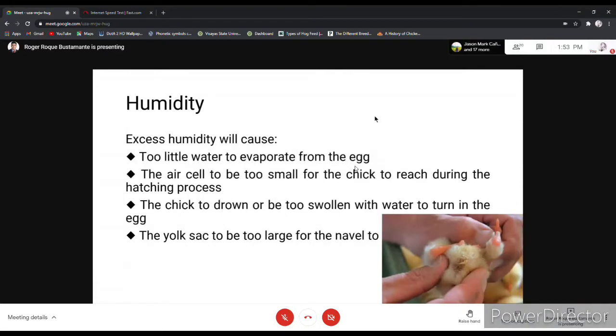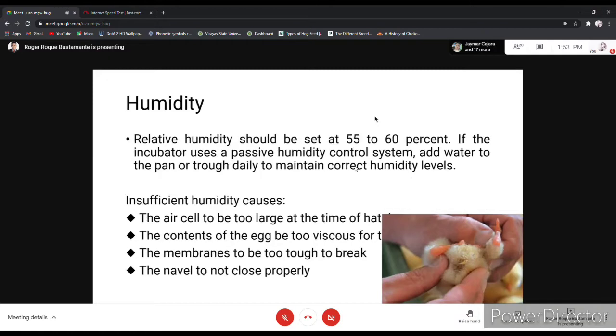In times of excess humidity, the air cell will be too small. So insufficient humidity means the incubator is very dry inside. So meaning the water evaporates quickly. That is why the air cell is very large, and the chicks are small.